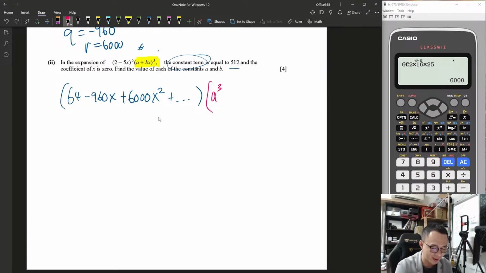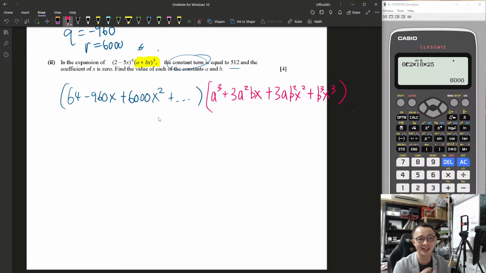a power of 3 plus 3c1, which is 3, a power of 2 and then bx power 1, plus 3c2, which is still 3, and then a power 1 and then b squared x squared, plus b cubed x cubed. You're just trying to use the binomial expansion to expand this one slowly yourself. Eventually you will get something like this, because I don't want to waste so much time on expanding this one. Okay, so now one by one, constant first.